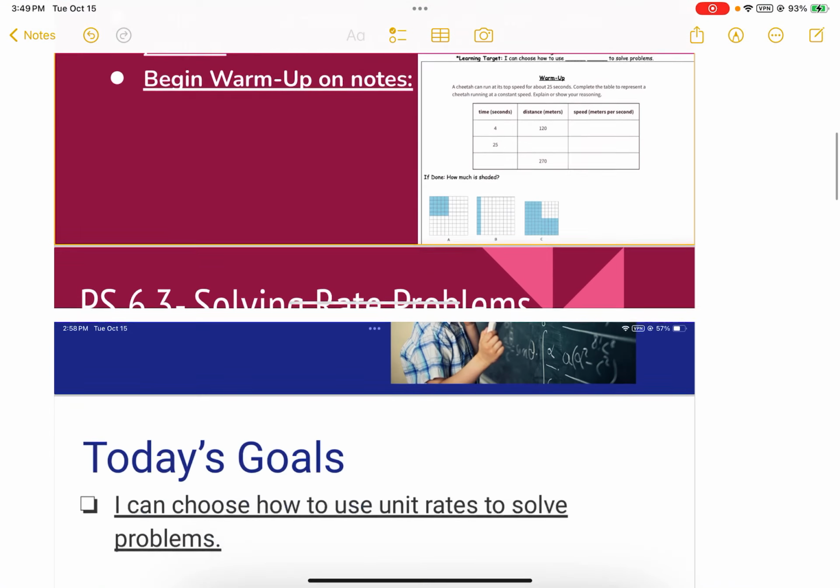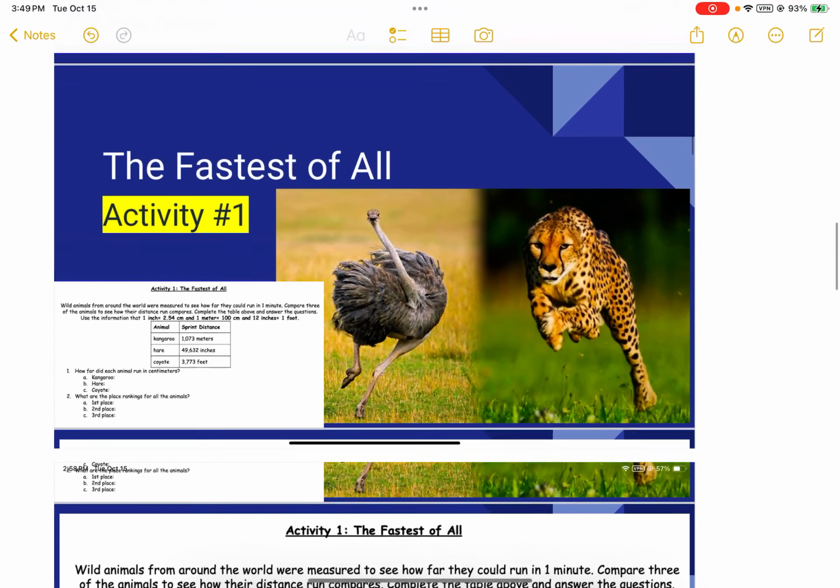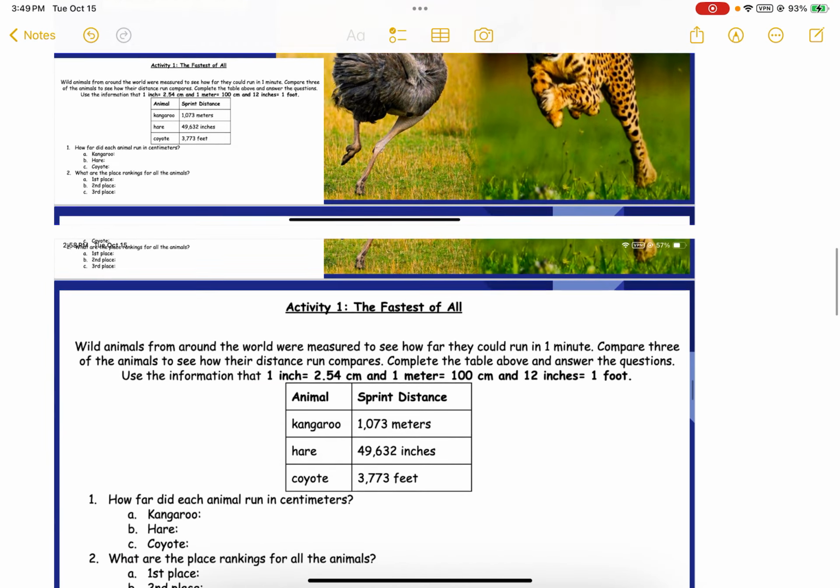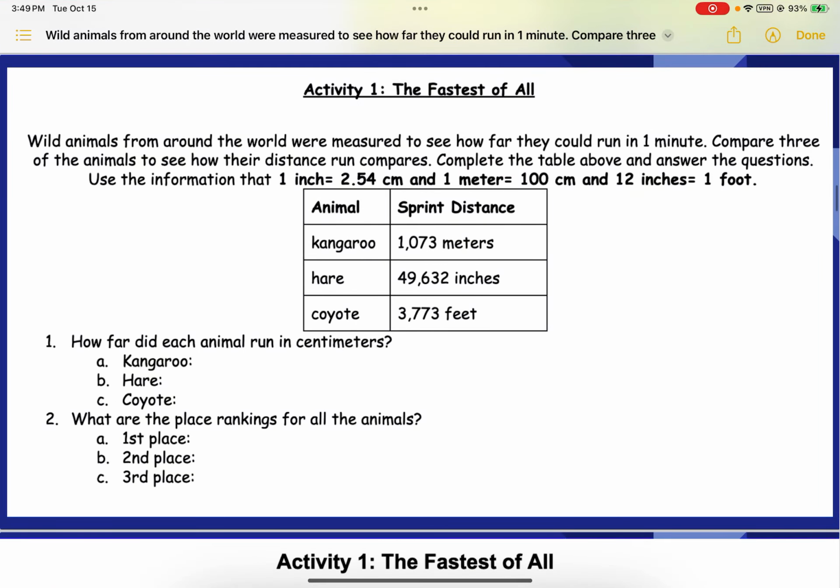We're gonna go to activity one, the fastest of all. So we got some animals and we're gonna look at how far they run in a certain amount of time. Activity one: wild animals from around the world were measured to see how far they could run in 1 minute. Compare three of the animals to see how their distance run compares. Complete the table above and answer the questions. Use the information that 1 inch equals 2.54 centimeters, 1 meter equals 100 centimeters, and 12 inches equals 1 foot. So that will be helpful.